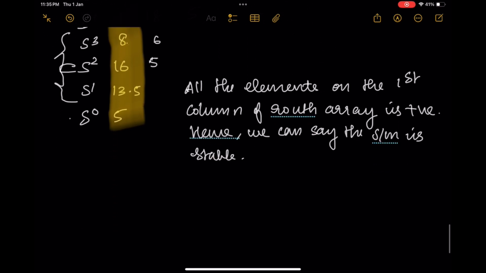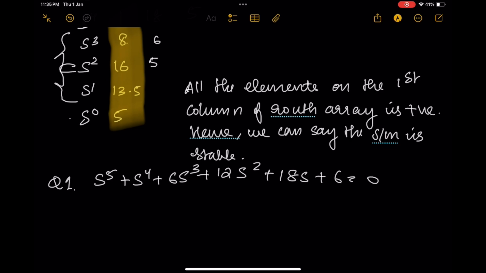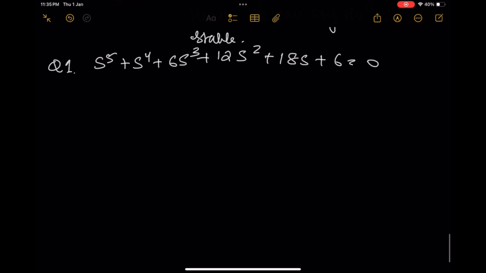I'm writing the question once again, that is s raised to 5 plus s raised to 4 plus 6s cube plus 12s square plus 18s plus 6 equal to 0. So I'm going to do this question. It is pretty simple. So I'm going to write the powers s raised to 5, s raised to 4, s raised to 3, s square, s raised to 1, s raised to 0. Okay, I've written the powers in the descending order. What I'm going to do is I'm going to write the coefficients 1, 1 in a zigzag pattern, 6, 12, 18 and 6.